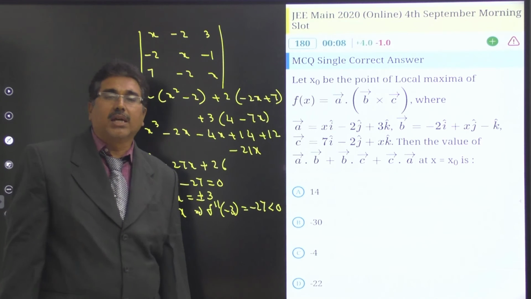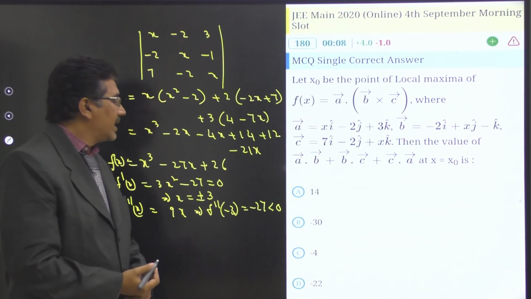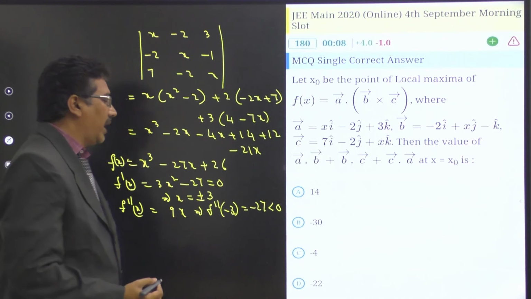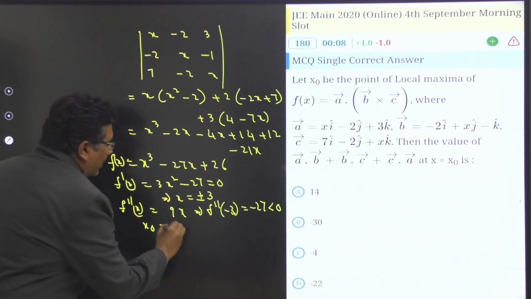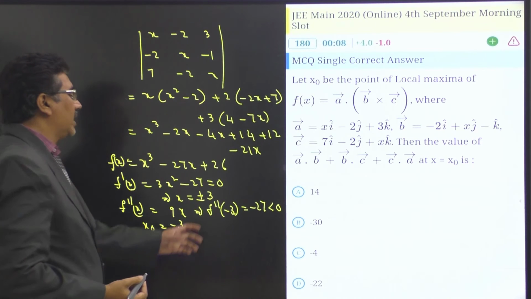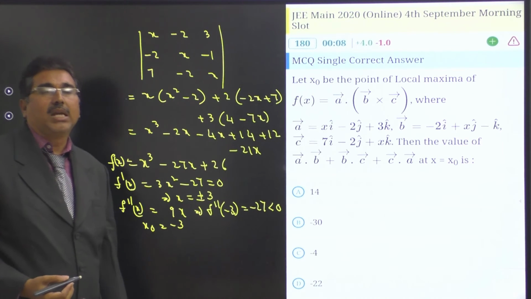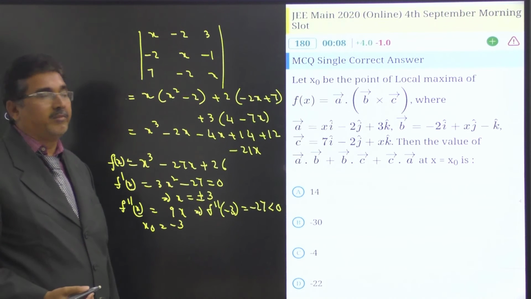Therefore, the function has a local maxima at x naught equal to minus 3, because the second derivative at x equal to minus 3 is less than 0.